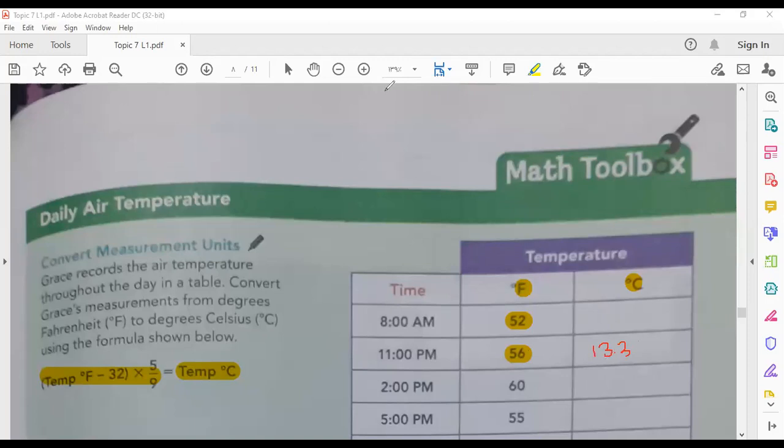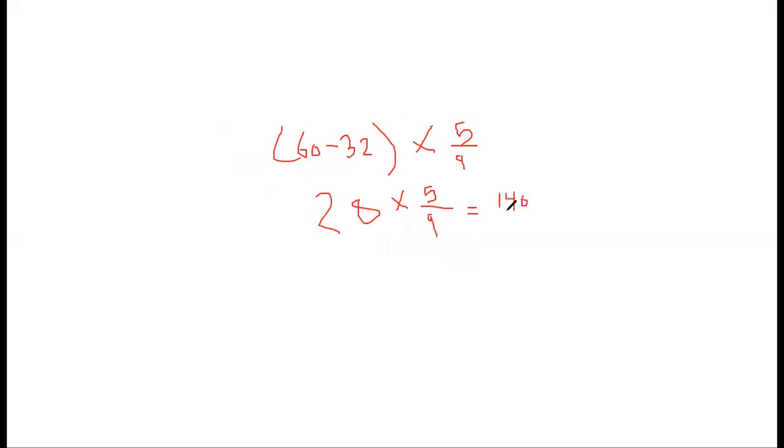The third one, Nisreen. First we subtract 60 minus 32, which equals 28. And then times 5 over 9, it equals 15.5. Okay, thank you. Then multiply 28 times 5, which equals 140. The final answer is 15.5 or 15.6, 15.556 if you want to round it again.